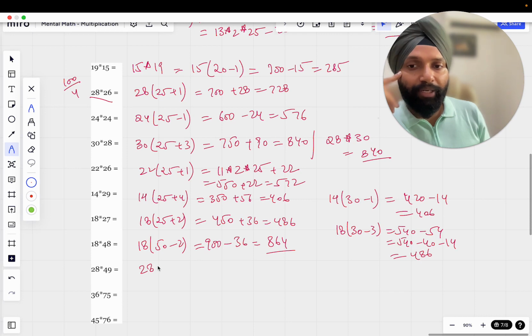Similarly here, 28 into 50 minus 1, so 28 into 100 by 2 is 1400, minus 28, which is 1372.